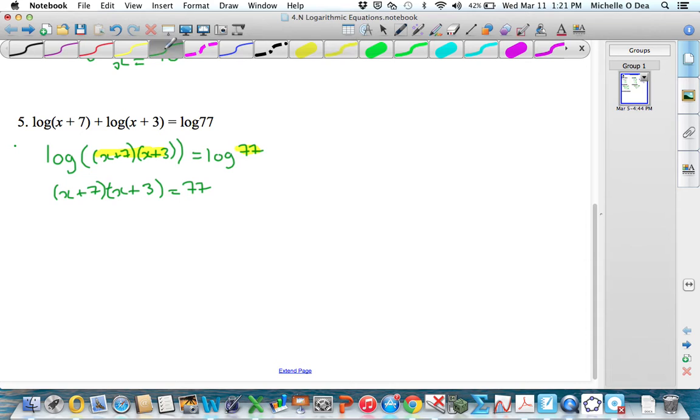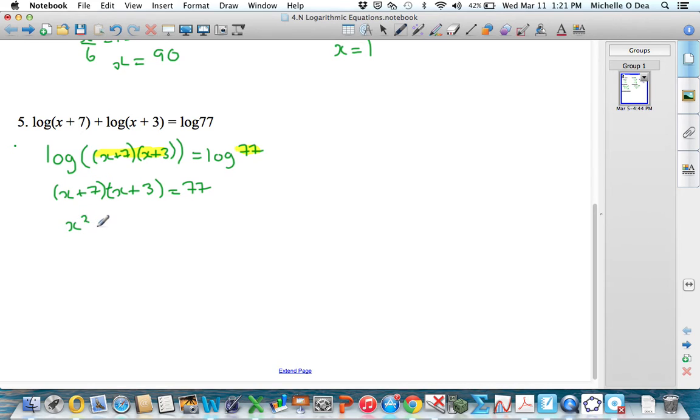So now we just need to do some algebra work. So we need to expand this. So I'm going to have x times x is x squared, x times 3 is 3x, 7 times x is 7x, and 7 times 3 is 21, equals 77.